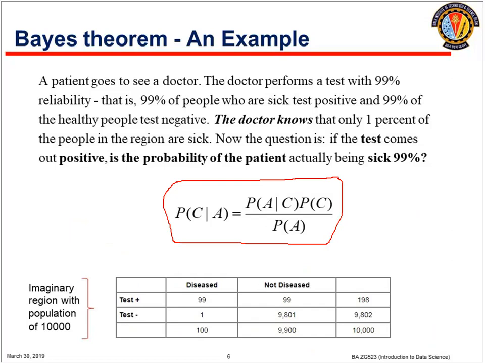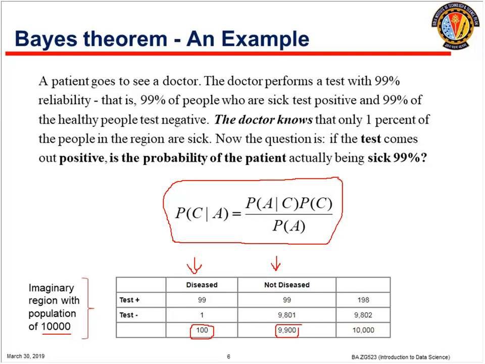Same scenario, and the number of people is 10,000. If you create a contingency table like this, the columns are diseased or not diseased. Out of 10,000 people, you know that 1% have the disease, so 1% of 10,000 is 100. So 100 will have the disease, and the 99% will not have the disease. So these are two columns.